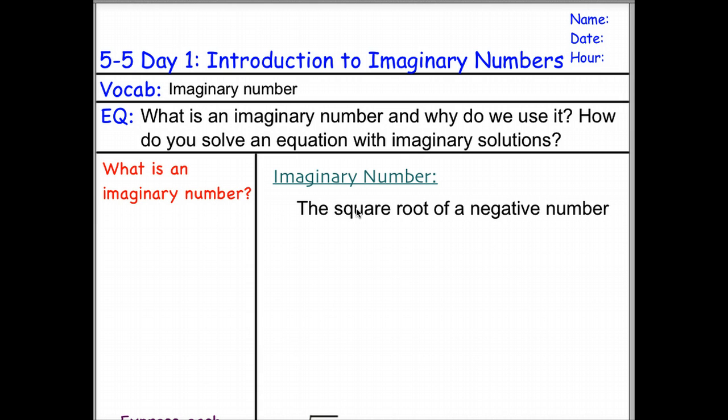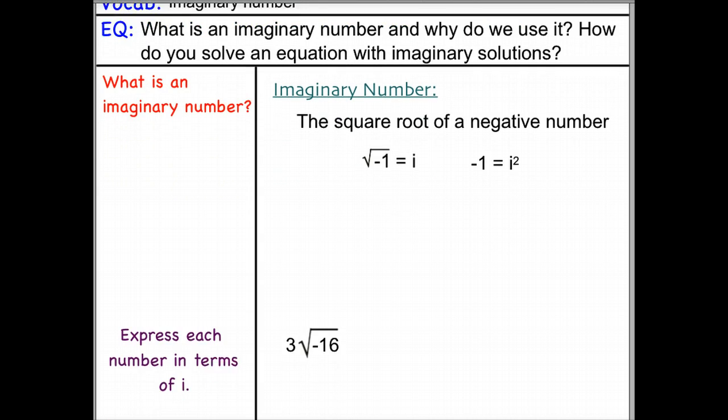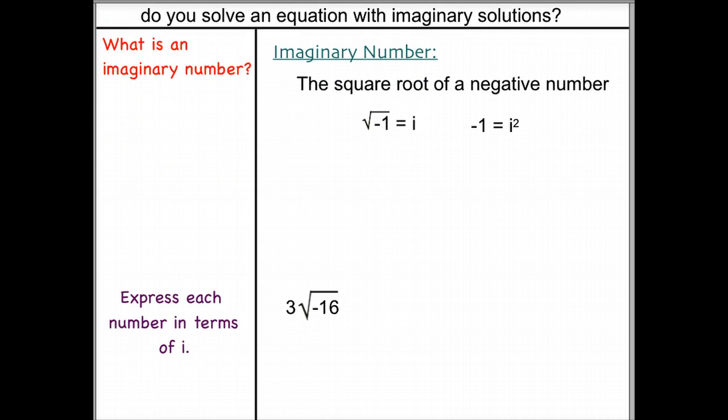So you'll notice before we talked about the square root of, say, 64 would be 8. But now we're dealing with the square root of a negative number. So the square root of negative 1 is referred to as i. This is just helping us so that we can write the square roots a little bit nicer. You'll see that coming up here. And negative 1 is i squared, because if you square the square root of negative 1, you'll get i squared.